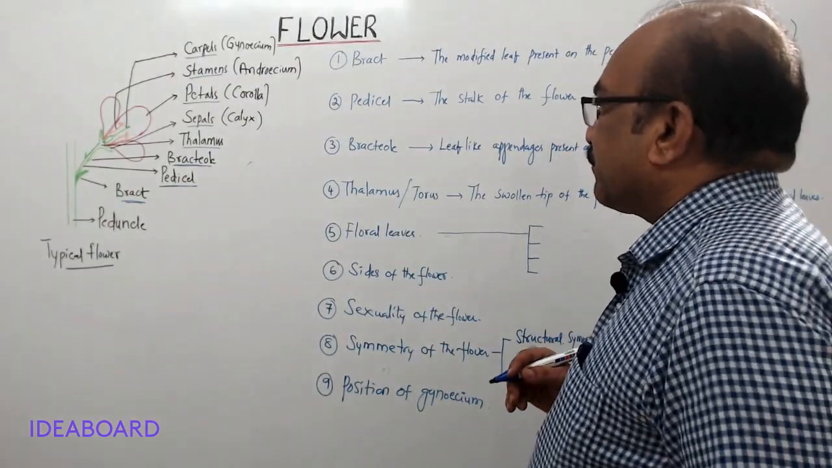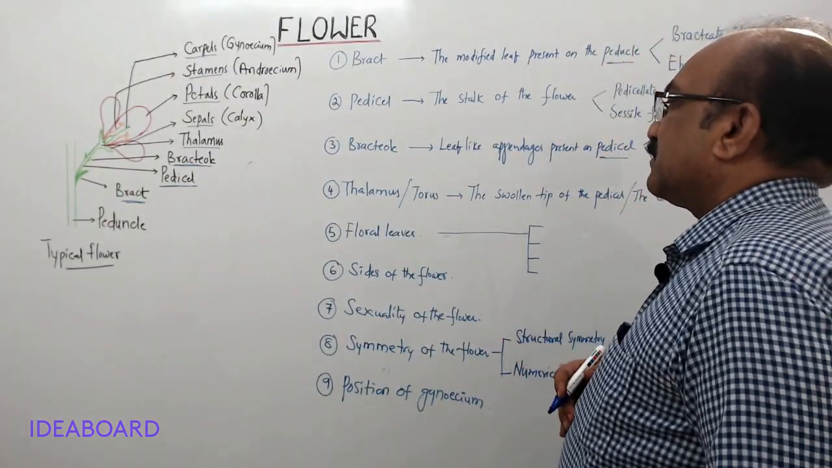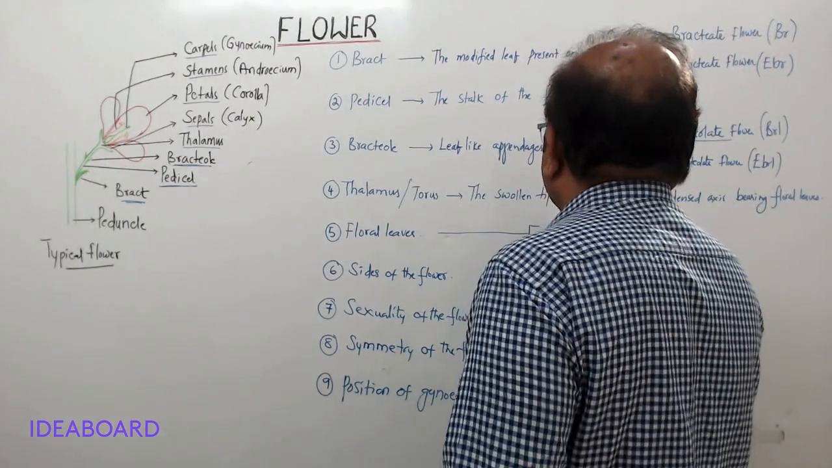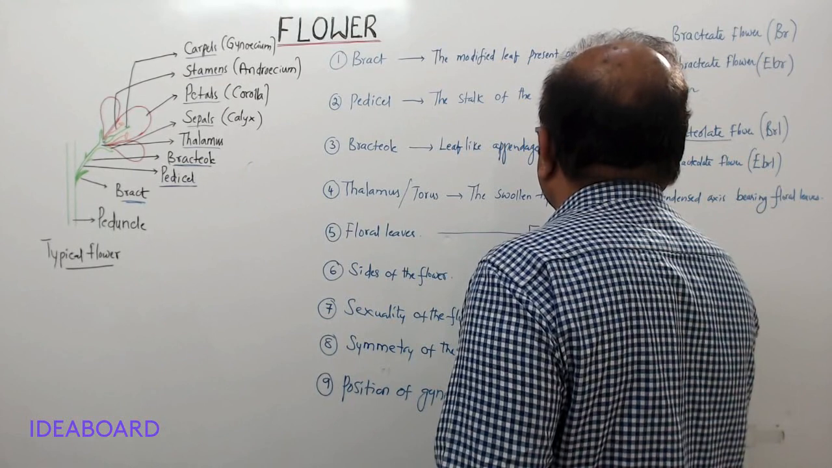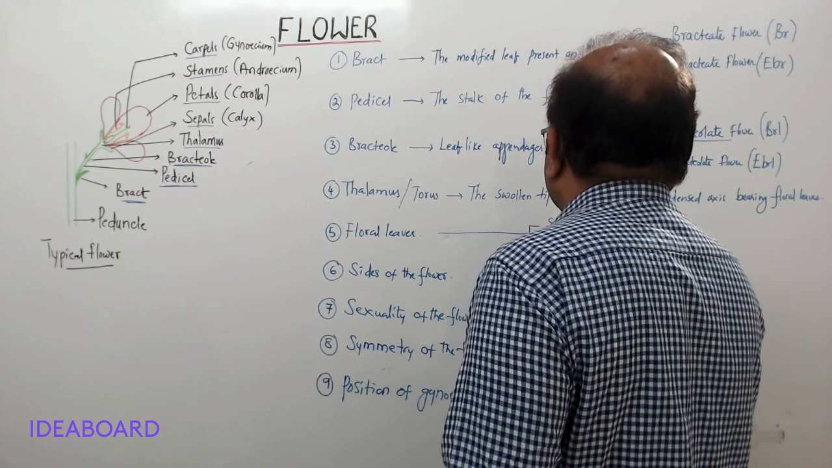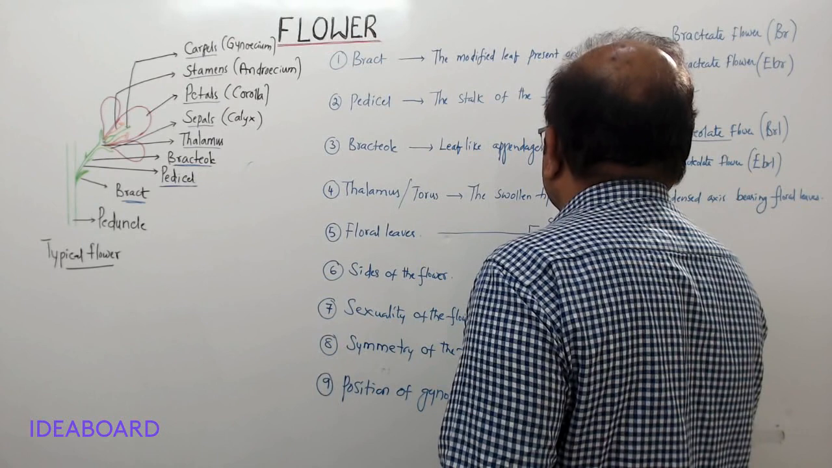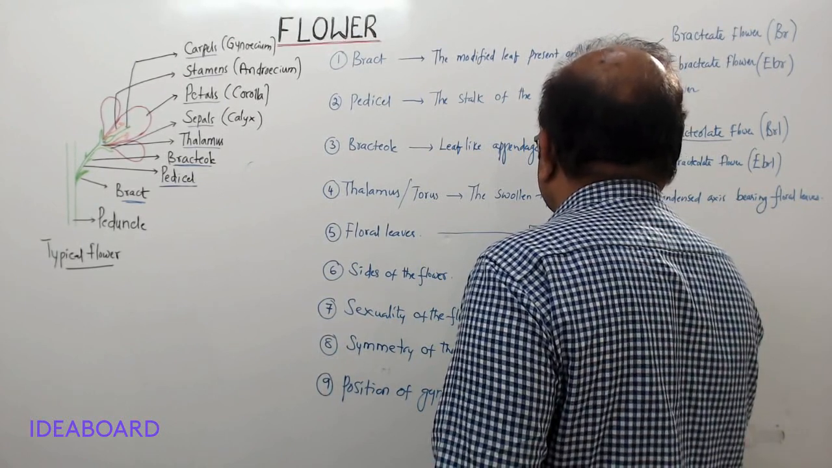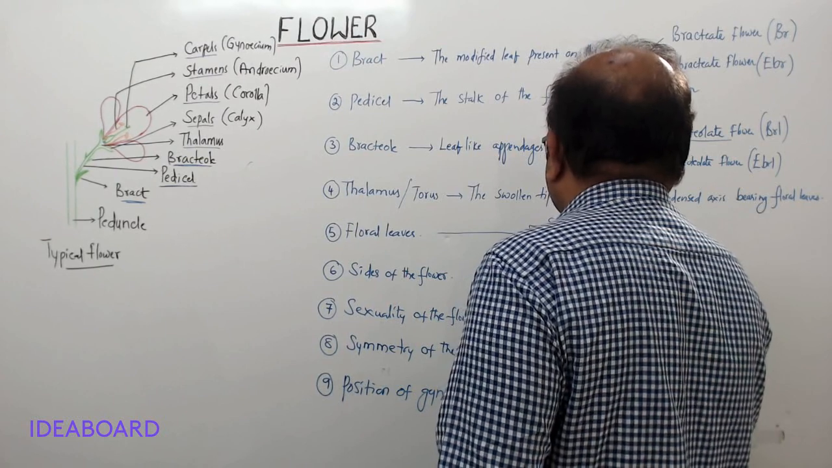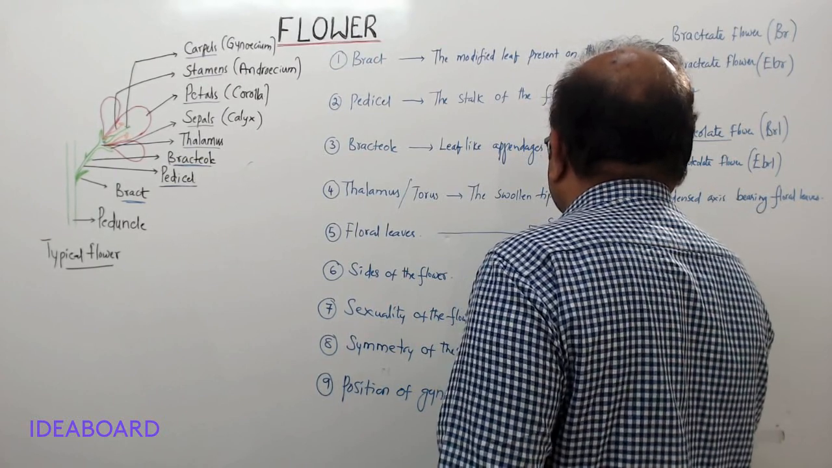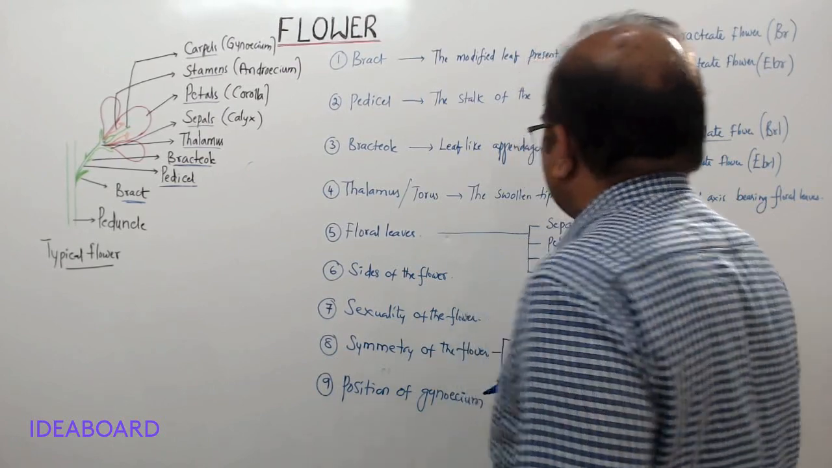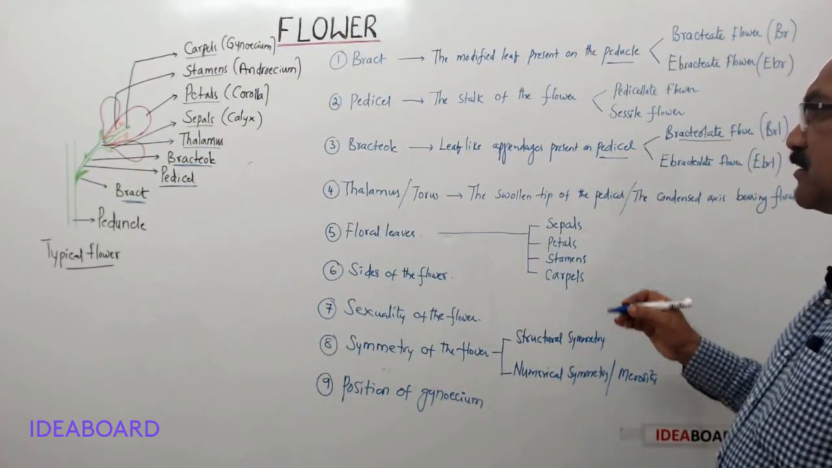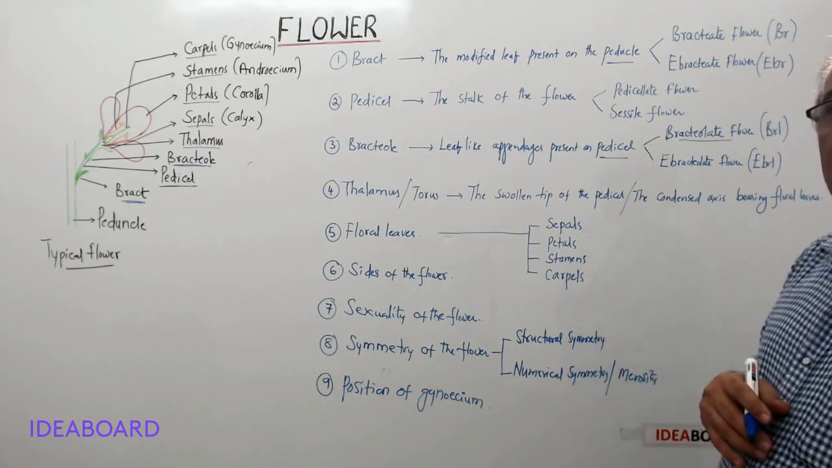And in a typical flower, the floral leaves are of four types. Means what you will find: first sepals, then you will find petals, then you will find stamens, then you will find carpels. So sepals, petals, stamens, carpels, these are all modified leaves.